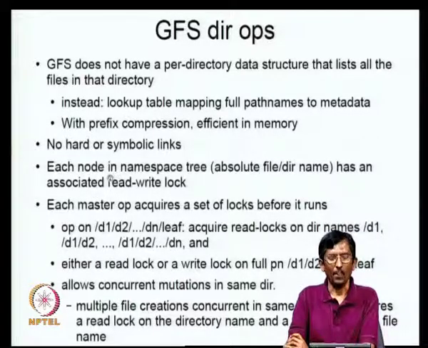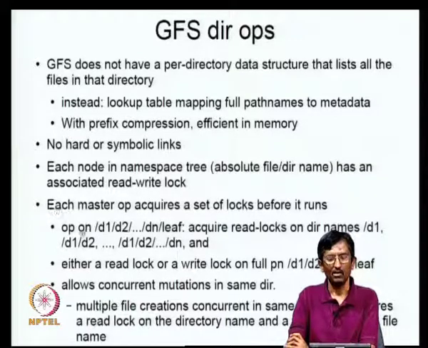So each node in the namespace tree, whether it is an absolute file name or a directory name, also has a read write lock, because you want to allow a lot of concurrency. Normally when you have a tree structured file system like this, d1 and so on, some operations down below can actually cause some congestion at the top. We will look at why that is the case soon. So it has both a read and a write lock. A read lock is used so that nobody can change it, whereas a write lock means you are the only person who can change it.